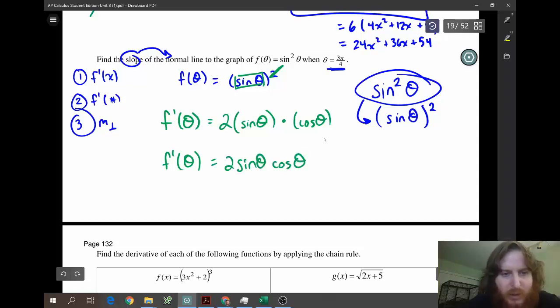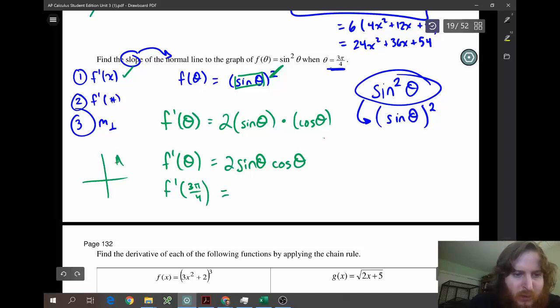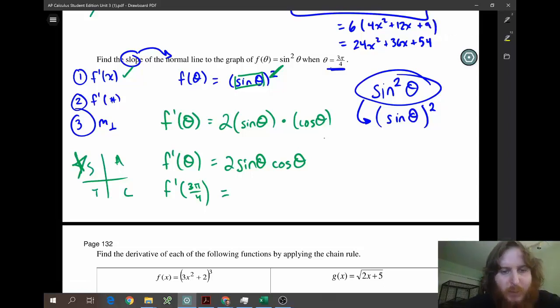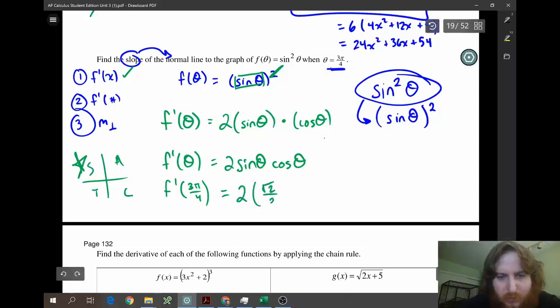Now that's not our answer. That was for f prime of theta. That was step 1. Now step 2 would be to plug in 3 pi over 4. So 3 pi over 4, if we think on our unit circle, right, 3 is 1 less than 4, so we're in that second quadrant. And pi over 4 is always square root of 2 over 2. So this is going to be times square root of 2 over 2.